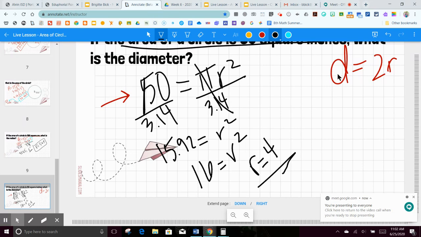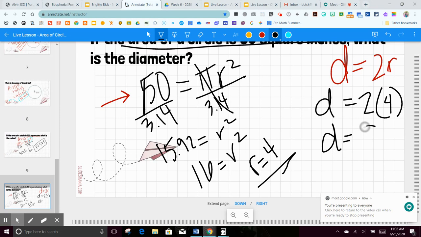They're asking for our diameter. So we need to plug our radius in to find our diameter. 2 times 4 is 8. So in this case, our diameter is 8.